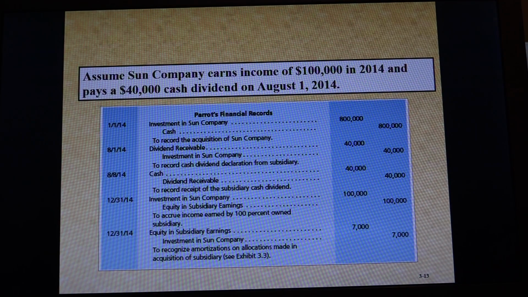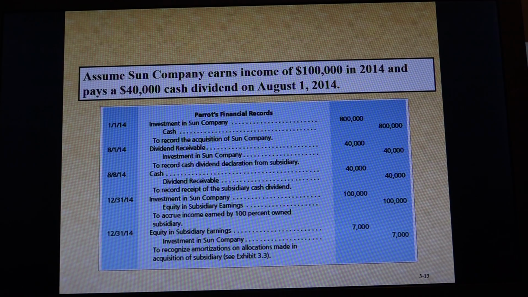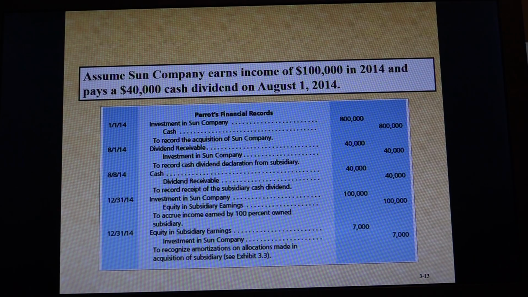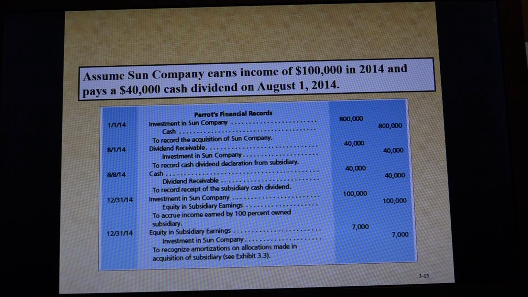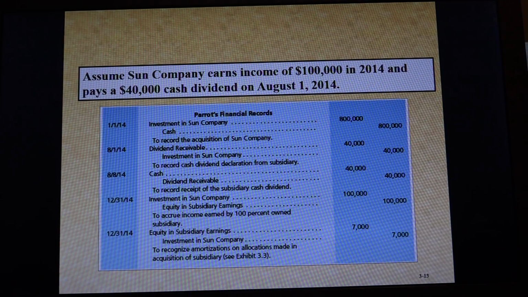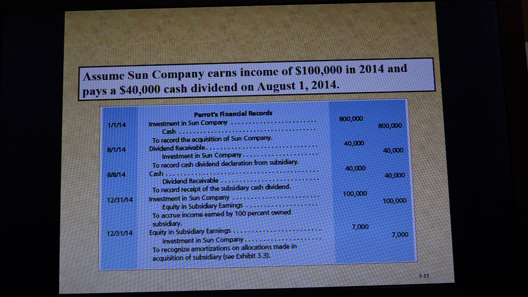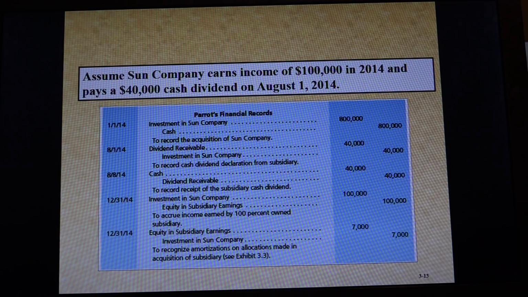And then on top of that, you have your yearly amortization, which is going to reduce their investment. So you've got equity in subsidiary earnings of $7,000. That's the net amortization amount that we saw on the previous screen. And of course, a reduction in investment by crediting investment in Sun Company. Okay, so those should be fairly familiar to you by now. And again, this is using the equity method of accounting.